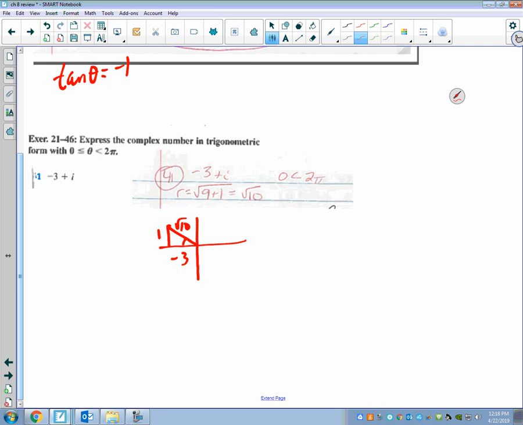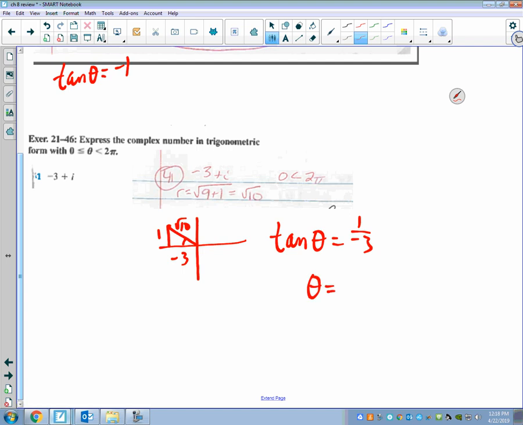And I'm looking for theta. So again, you could do sine, cosine, or tangent. If you do tangent on this one, I just want to remind you what your calculator does. If I did tangent on this, tangent would be 1 over negative 3. Let me grab a calculator. In radian mode, because it says in radians, I would do inverse tangent of negative 1/3. Oh, crap, I dropped it.